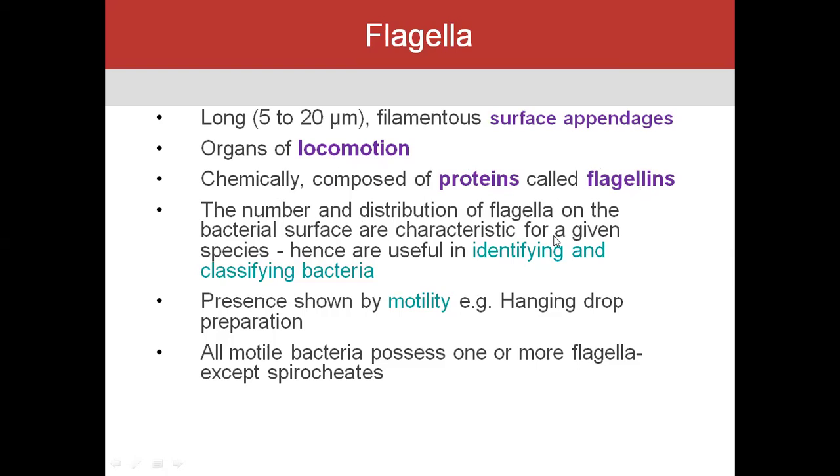The number and distribution of flagella on the bacterial surface is characteristic for each species. So based upon the number and distribution of flagella, we can classify the bacteria. How can we see the presence of flagella, or observe the motility? With the help of hanging drop preparation, we can see the motility of the bacteria. All motile bacteria possess one or more flagella except spirochetes. In the case of Treponema, they have special characteristics. They have endoflagella. The flagellum is present inside the bacteria.